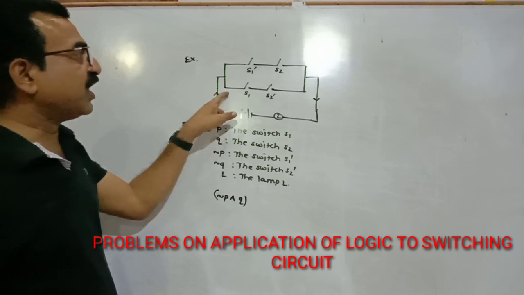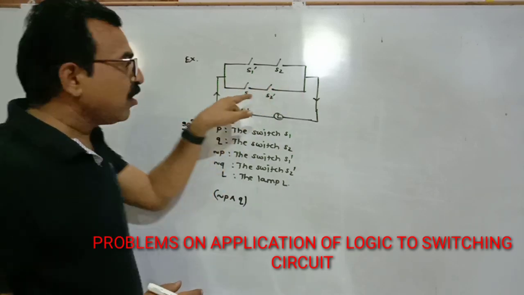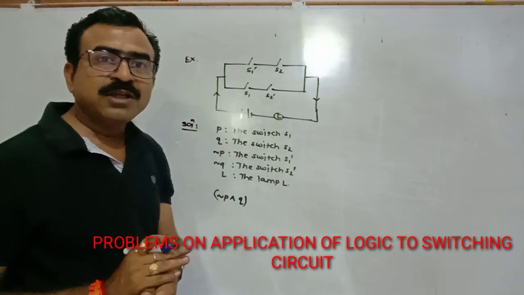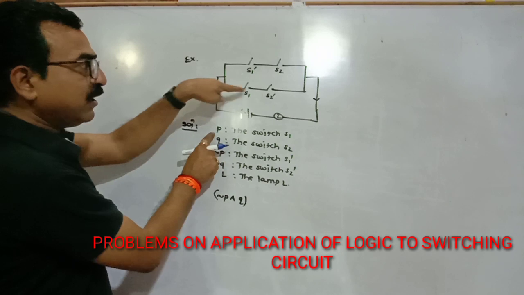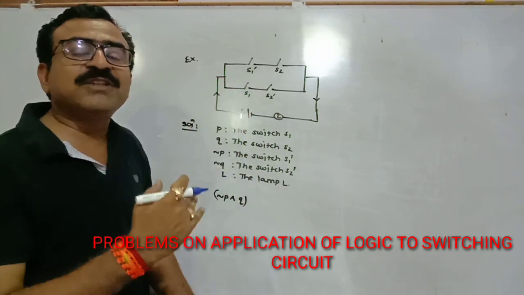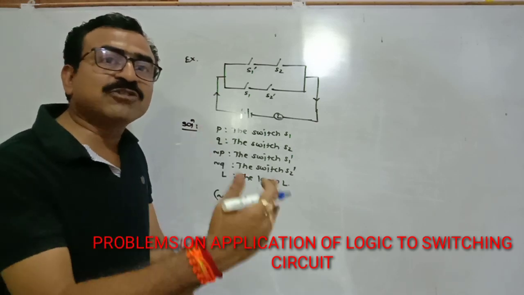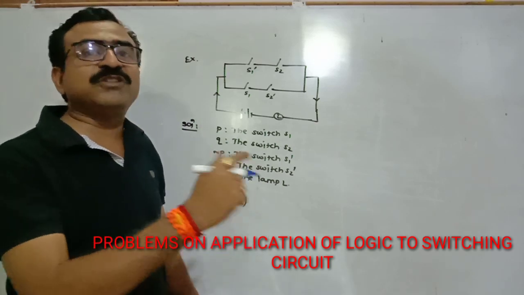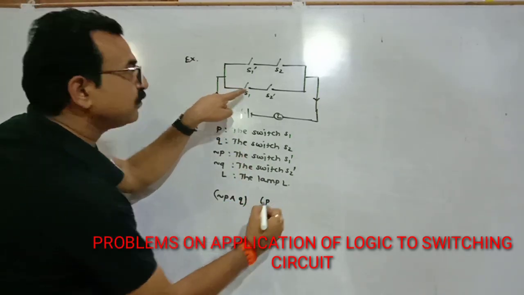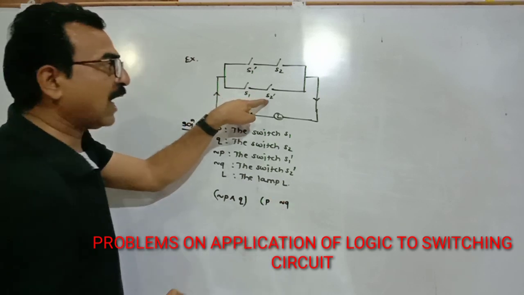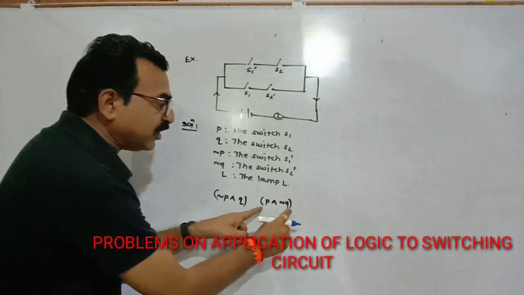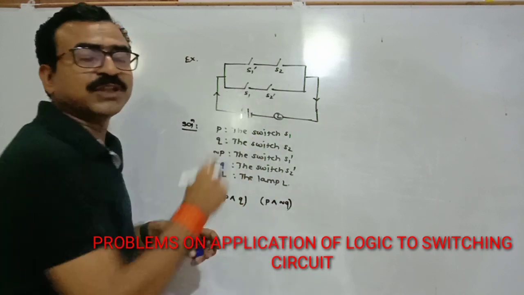Understood? Now check the second line, the bottom line. On that bottom line also 2 switches are given, that is S1 and S2 dash. S1 is denoted by P, S2 dash is denoted by negation Q, and these 2 switches are also present in series combination. In case of series combination we have to use AND. So S1 means P, S2 dash means negation Q, and these 2 switches are present in series combination, so use AND. Understood? This is the symbolic representation of the second line.